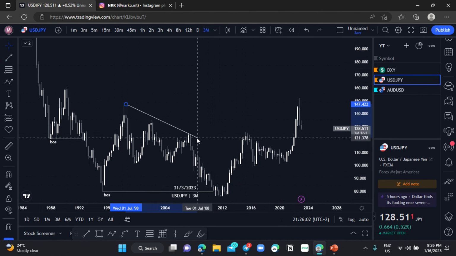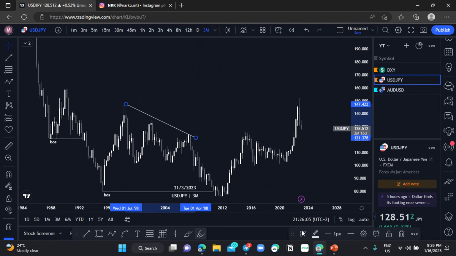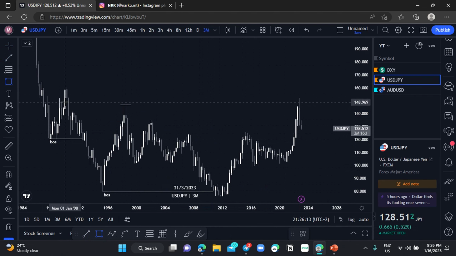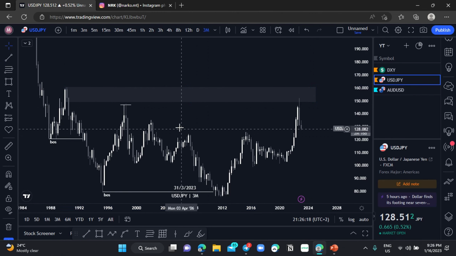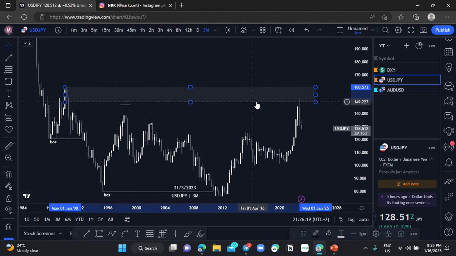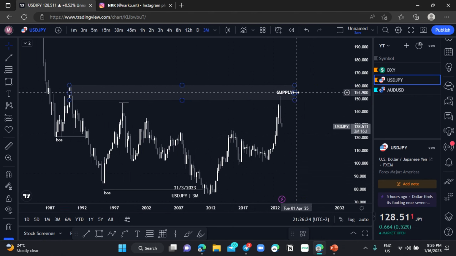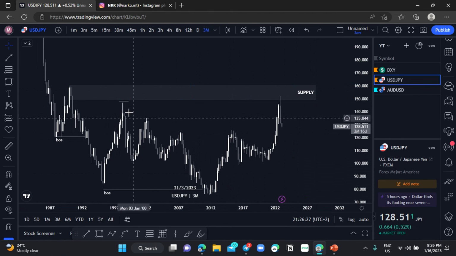Now as you can see here, I can see this all acts as liquidity, internal range liquidity, and also this acts as a liquidity inducement trap too. So I can see that price went above and respected our supply area on the 3 months time frame. Okay, so this here acts as a liquidity inducement trap.